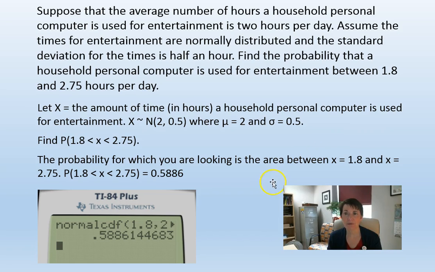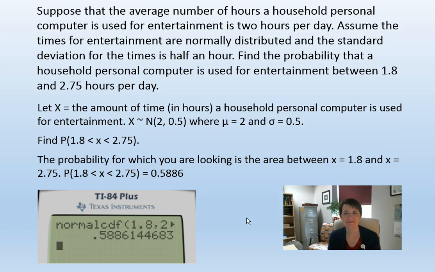Suppose that the average number of hours that household personal computers use for entertainment is 2 hours a day. Average, mean, mu, whatever you want to call it, it's going to be 2. Assume that the times of entertainment are normally distributed. Standard deviation for times is a half hour. So I'm at 2 hours in the middle, and I go a half hour on either side of it. That's going to get me that 68%. Just keep that picture in your mind. I might end up drawing a picture anyway.